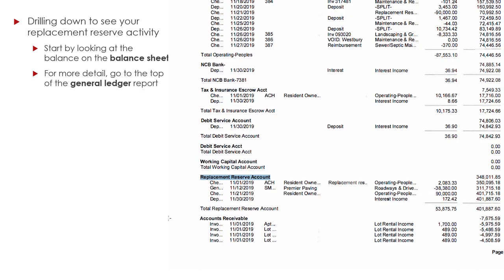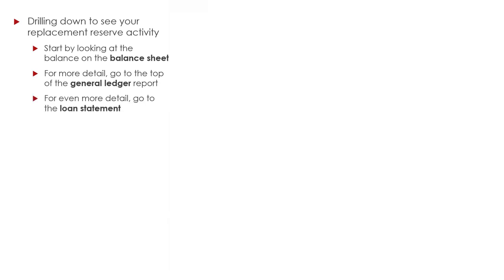Since I know this co-op pretty well, I know that the $2,083 is the regular amount that this co-op moves from their main operating account into this replacement reserve account to save every month. The $90,000 is a special amount, the co-op's end-of-year surplus that the members voted to put into savings for big projects in the future.